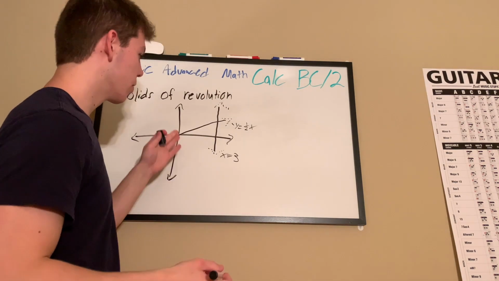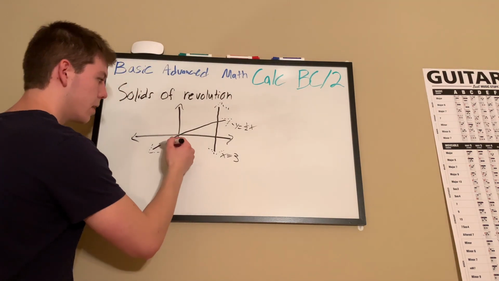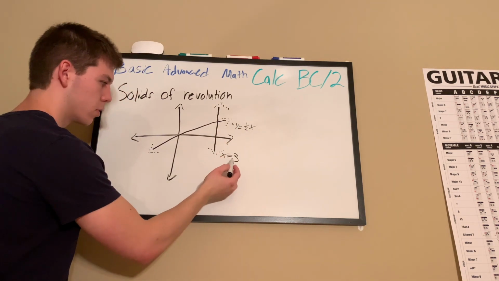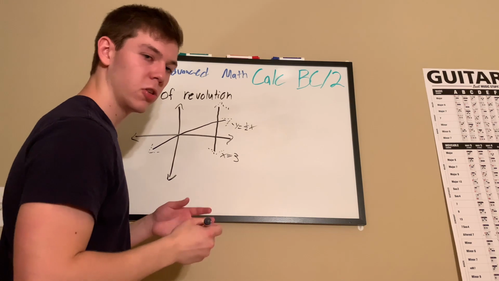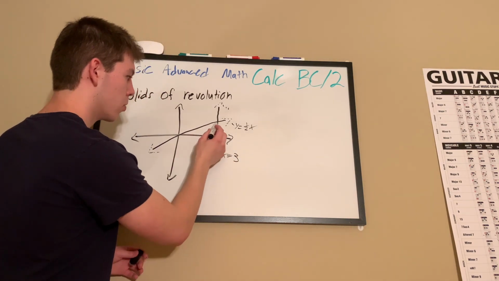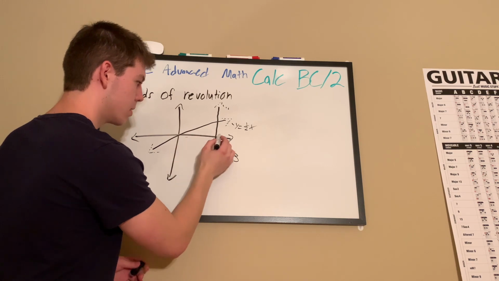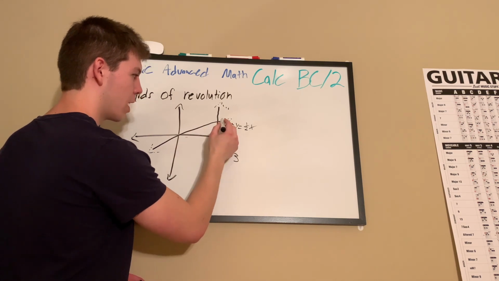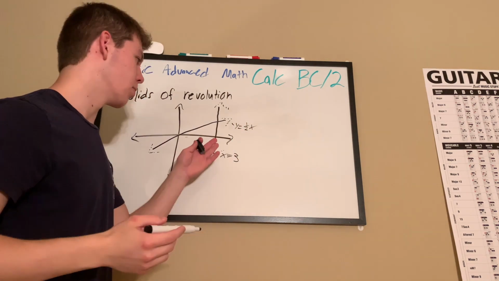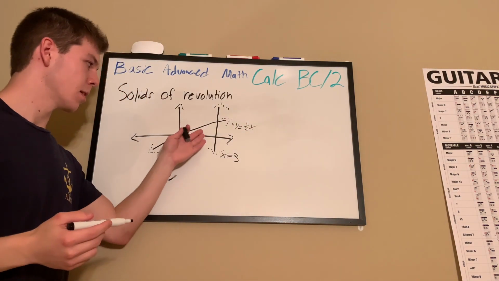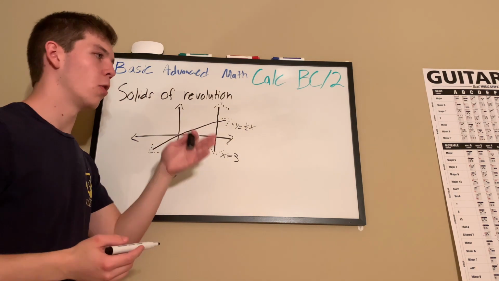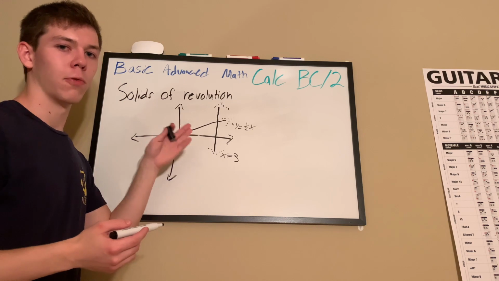Alright, so here we have the coordinate plane. We have the line right here. We'll call this y equals 1/2 x. We'll call this x equals 3. So what is a solid of revolution, you may ask? A solid of revolution is basically, if we were to take this triangle formed by the x-axis, the x equals 3 line, and the y equals 1/2 x line, and rotate it around, say, the x-axis, what shape would it form? It would form a cone, rotating all the way around and filling in all the space.